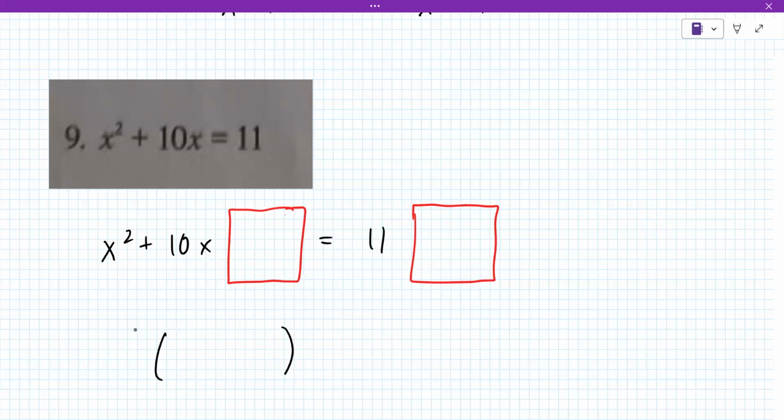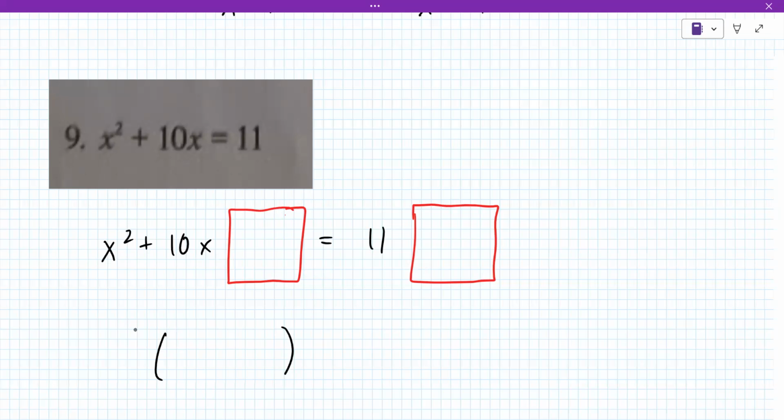So we divide it here. x plus 5, square that, 25. Then 11, and assume that's plus. So then 36.